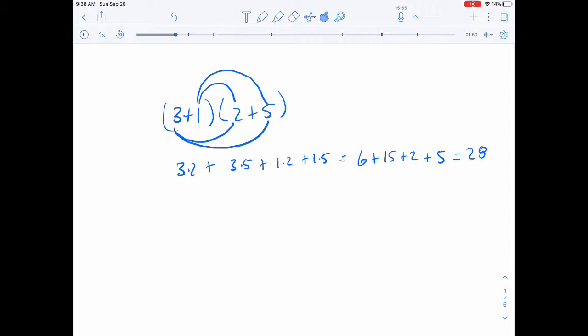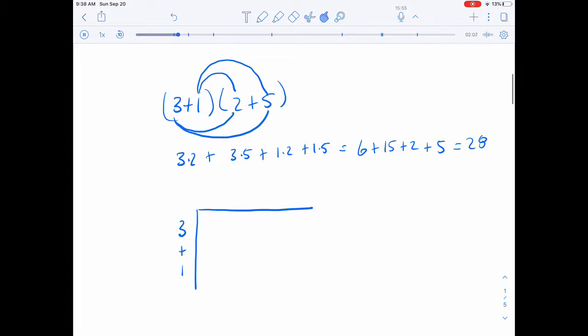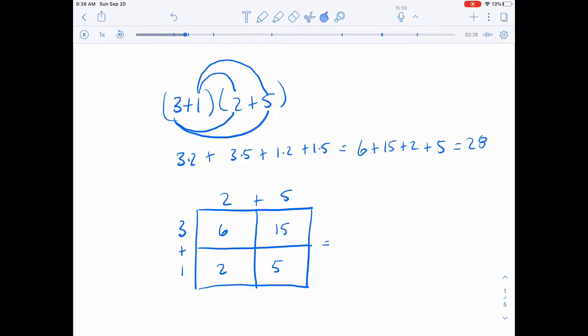We could have performed the same task by using an area model. So on the left-hand side, I'm going to put my 3 plus 1, and on the top, I'm going to put the 2 plus 5. So the product of 3 and 2 is 6. The product of 3 and 5 is 15. One group of 2 is 2, and one group of 5 is 5. Summing that up, I would get 6 plus 15 plus 2 plus 5, giving me a total sum of 28.